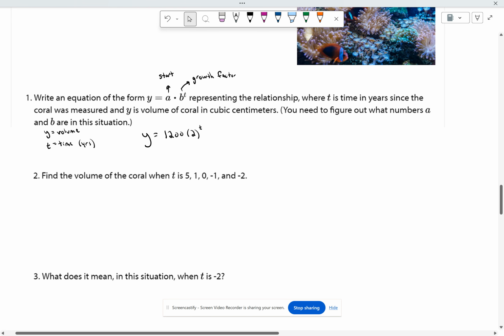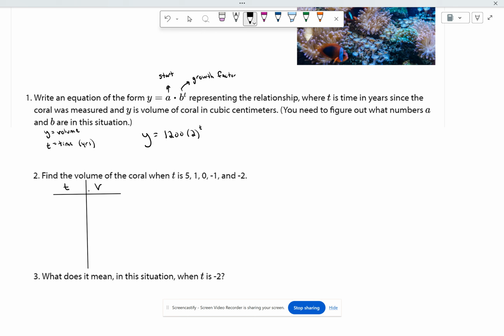So down here, if we're trying to find the volume, what is the volume when t is 5, 1, 0, negative 1, and negative 2? I'm going to make a table here, and I think we're going to start to see what this negative exponent is going to actually imply. So we have t and we have v. We want to find out the volume when it's been 5 years later, 1 year later, t is 0, negative 1, and negative 2.